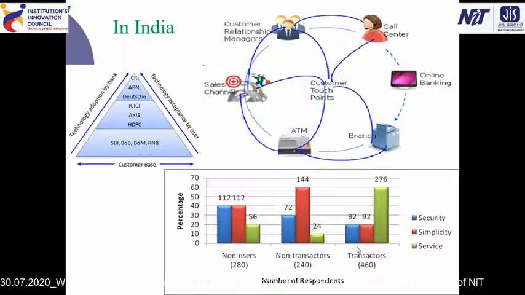This is the customer base. Here, this is the cycle for the India structure of the online banking system: the branches, ATMs, consumer touch points. This is the sales channel. These are the consumers, the call centers. Here is the non-user count in thousands. I will show in this graph, for 1,000 people using banking, the service, simplicity, and security. The service is more than the transactor, the manual service. This is the simplicity, and this is the service in the online service.